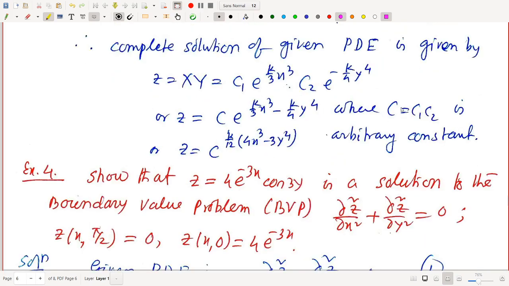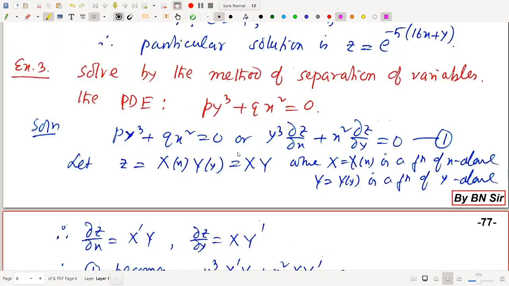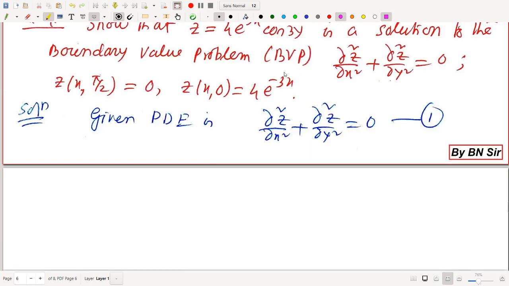So c1 c2, let us take as c, so c into e to the power k by 3x cube, law of indices, minus k by 4y cube. So you can take k by 12 common, so it becomes c into e to the power k by 12 (4x cube minus 3y to the power 4). C is an arbitrary constant, so boundary conditions not given, that's why this is the general solution or complete solution.